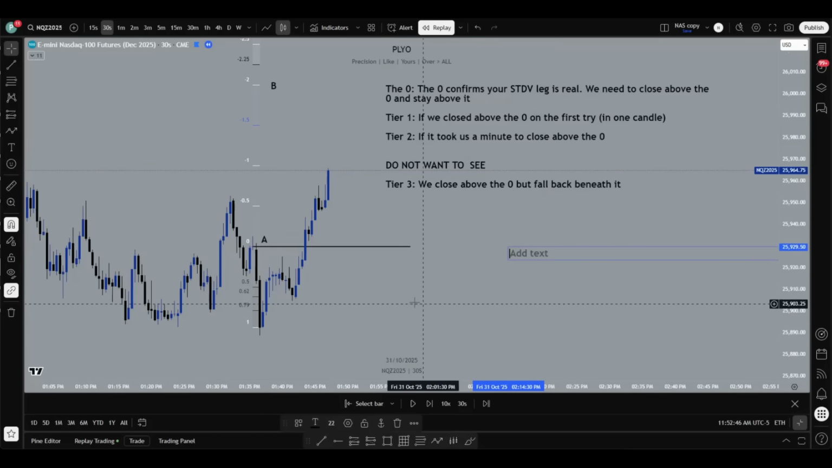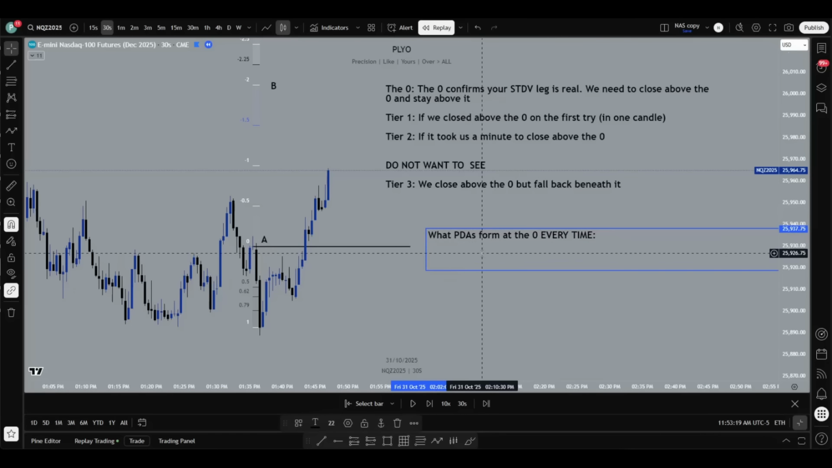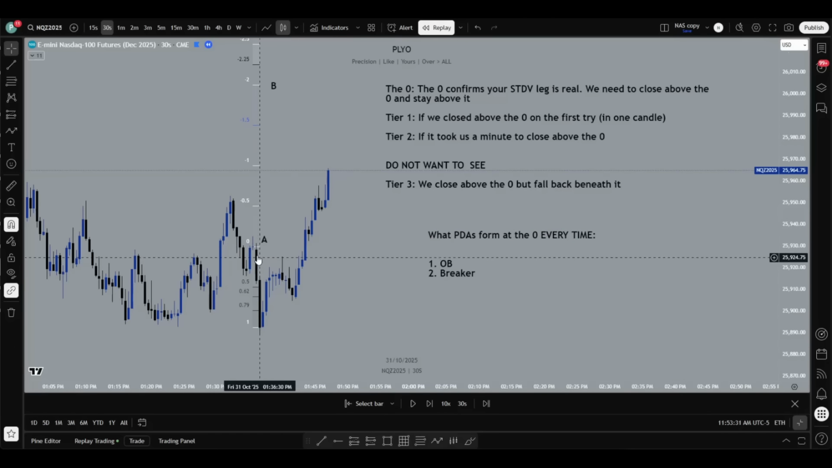I know some people are thinking, remember I said you have to ignore the PD arrays for standard deviation because you're kind of looking past them. But if you actually are looking at the PD arrays that form at the 0, there are 2 PD arrays that form at the 0 every single time. So what PD arrays form at the 0 every single time? It would be 2 of them. Every single time you're supposed to get an OB and a breaker.